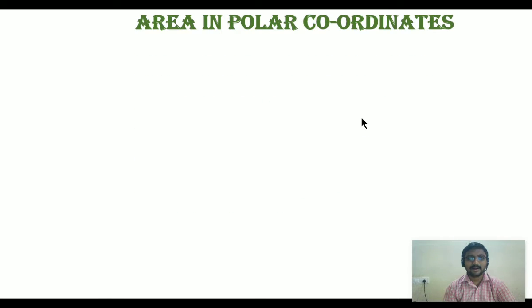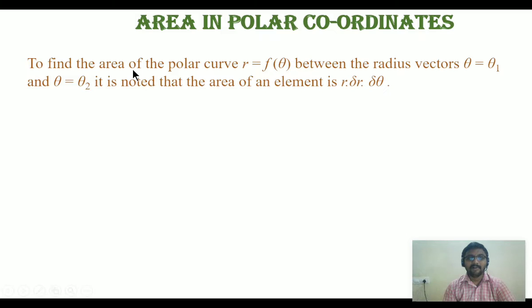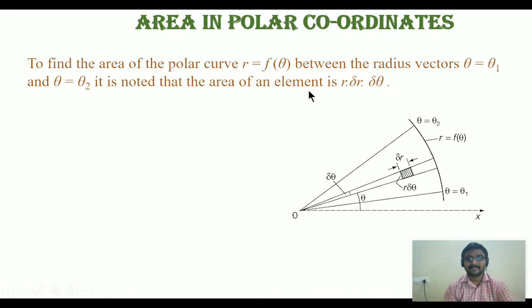area in polar coordinates. To find the area of the polar curve r equals f of theta between the radius vectors theta equals theta 1 and theta equals theta 2. It is noted that the area of an element is r delta theta. So this is the rough sketch of the region. Theta equals theta 1 and theta equals theta 2 are the radius vectors. O is the pole point. R equals f of theta is a given polar curve.